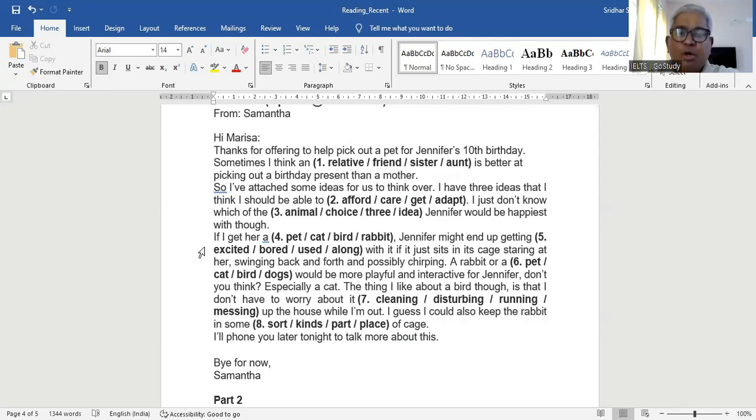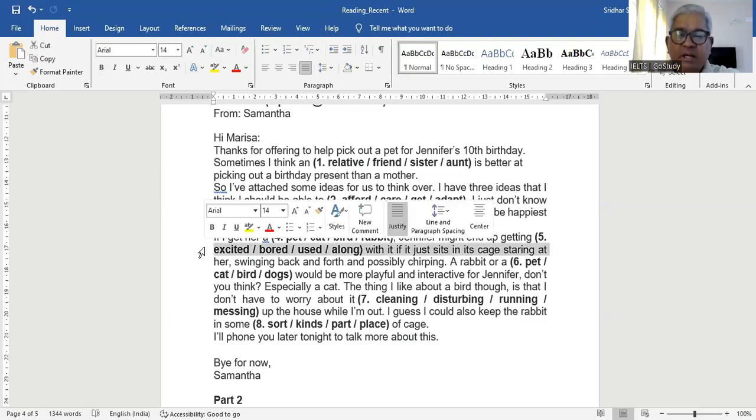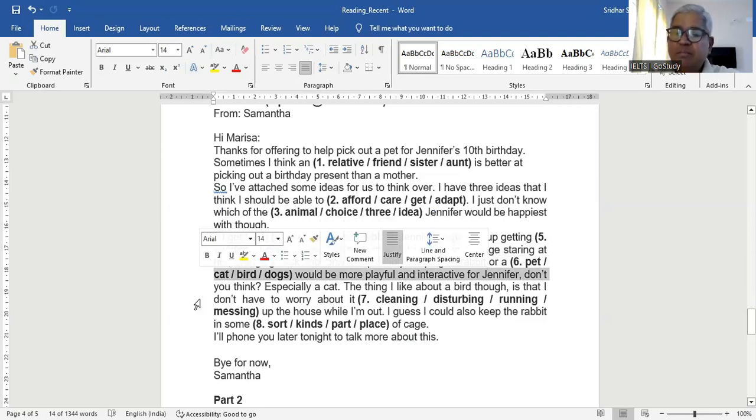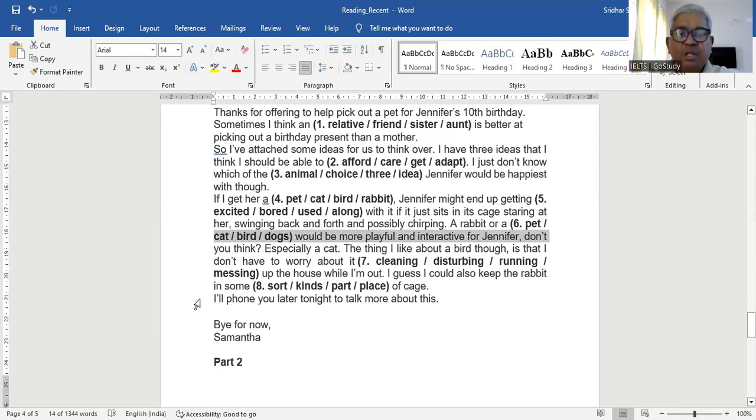The thing I like about a bird though is that I don't have to worry about cleaning, messing up the house. Because in the paragraph we read that if you put the bird inside the cage, they don't mess up the house while I am out. I guess I could also keep the rabbit in some sort of cage. So some sort of cage is the right answer.